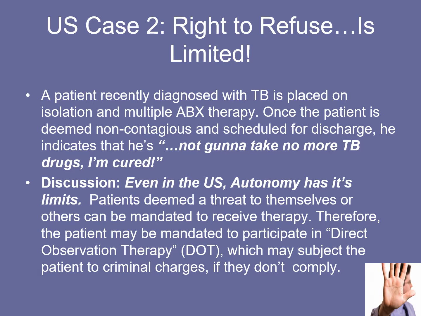If patients are deemed a threat to themselves or to society, others, then they can actually be mandated to take certain therapies, including, in this case, their antibiotic until it's finished. This is known as direct observation therapy, where the individual will either have a clinician report to their house and visually see them take the medication, or the individual will report to a clinic where that will happen. And many times, if the patient is on assistance from the government, their assistance will continue only if they comply with direct observation therapy. And this is an example of how autonomy can be limited in this country, but appropriately so, to protect others.